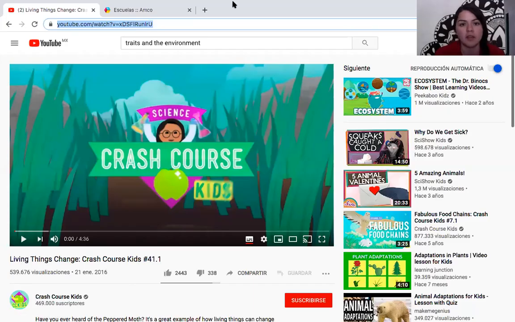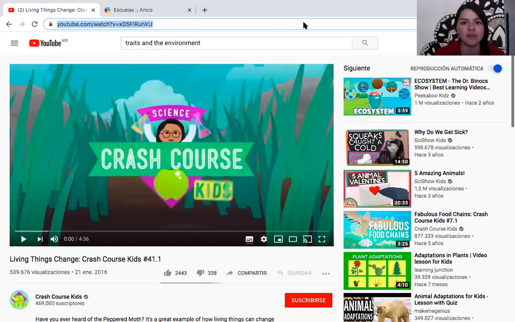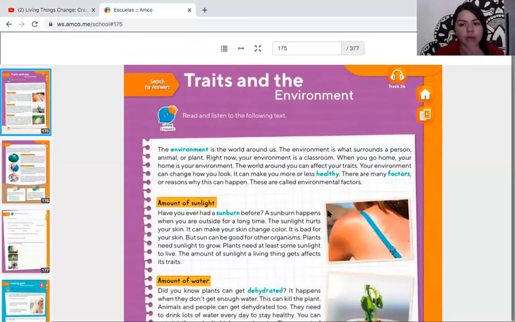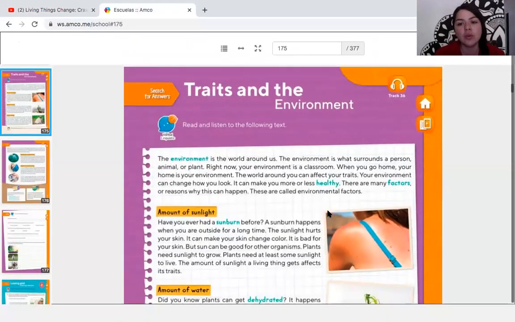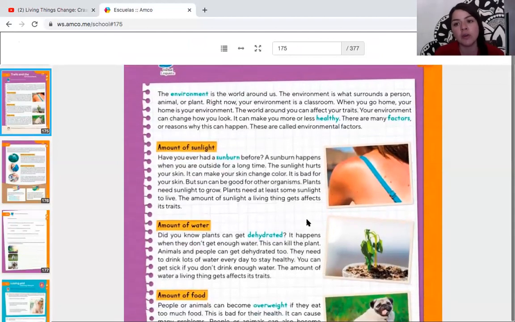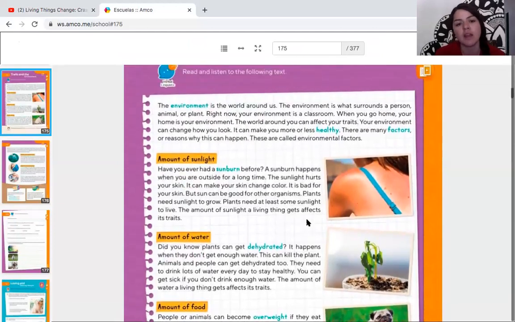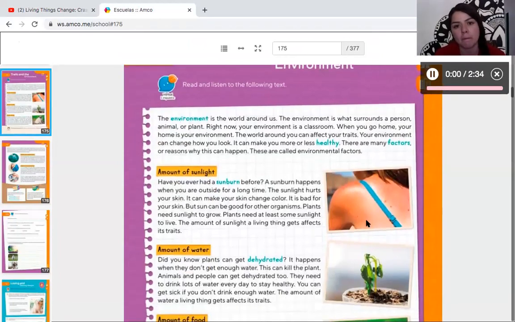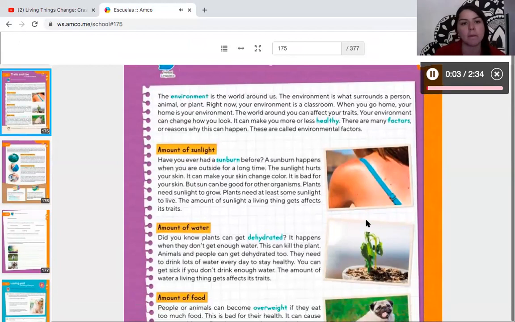Now, let's go to page 153. There you go. Now, we need to listen to the following text, okay? You must read at home too. And let's listen. Traits and the environment. Read and listen to the following text.